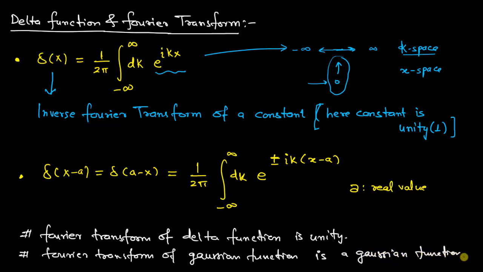So if this is in X space, then this is in K space, then the nature of both the functions will be the same, and the nature will not change. So if one is Gaussian, then the other one is Gaussian. But in the delta case, if in one space it is delta, then in the other space it should be a constant, that is unity. So let's use this delta function property and try to get some interesting results.